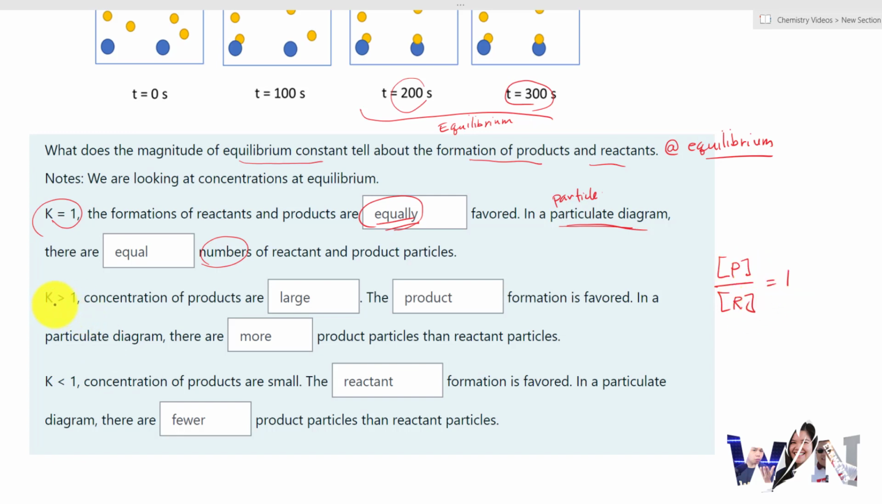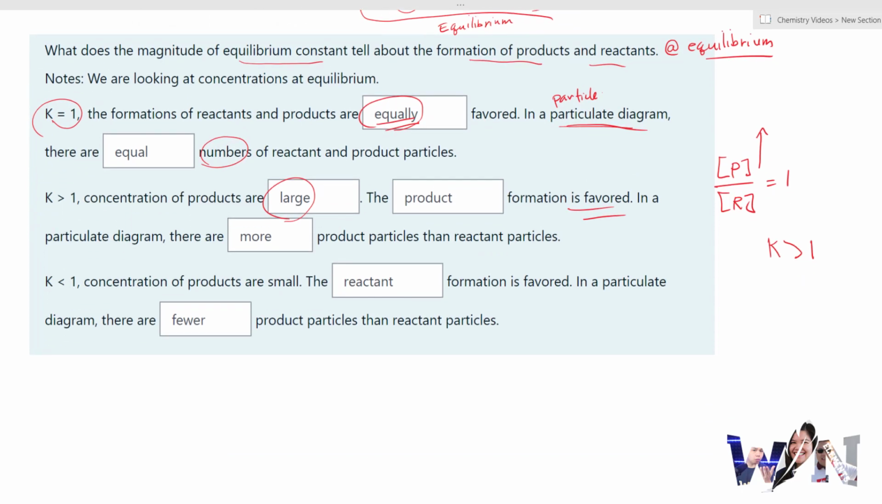Now let's talk about where K is greater than 1. That means we are increasing K. So what is really happening here? Well, think about it. If K is greater than 1, the only way that works is that product increases or reactant decreases. So that means we have more of the product. By looking at the equation, we already kind of determined what it's going to be. And look at this. The concentration of product is large, okay? The product formation is favored. And if that's the case, we would have more product than reactant. See how that is?